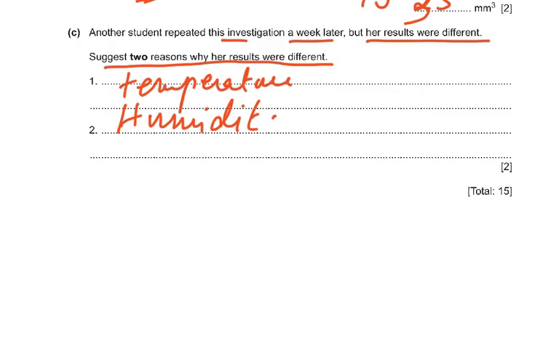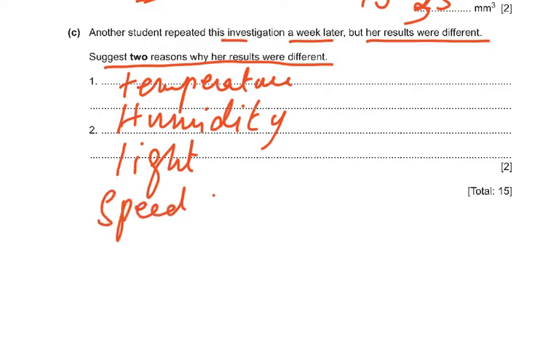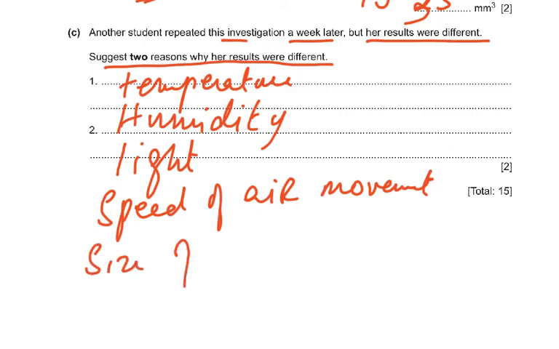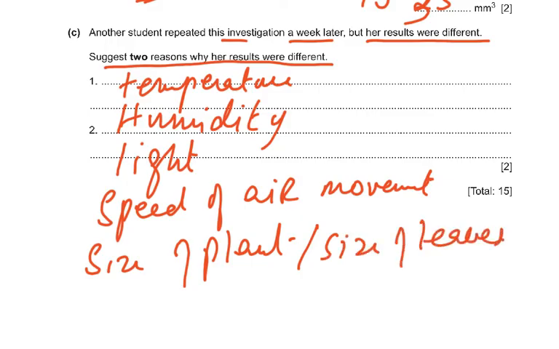Naturally, maybe the temperature was not the same, maybe the humidity was not the same, maybe it was a more humid or a less humid day. Then maybe she didn't have all the lights on which the other student had. Then the speed of the air movement, maybe the fan was slower or faster, because the student did it on another day. Or the size of the plant or the size of the leaves was different, which could be anything, because maybe it wasn't going to be the same shoot.